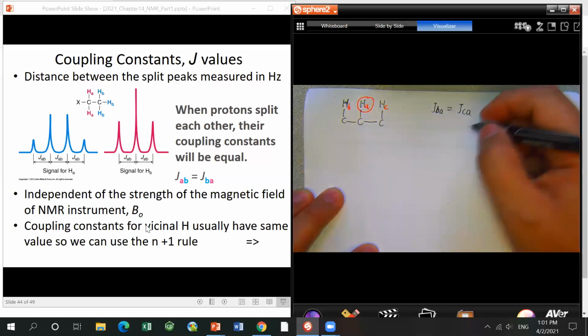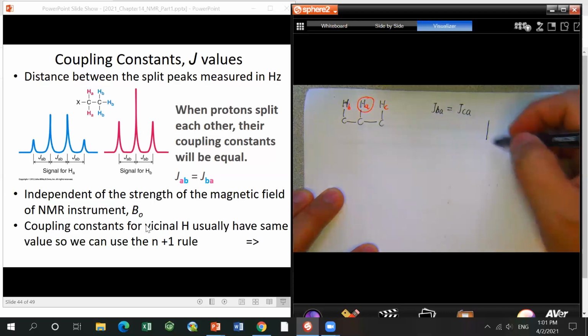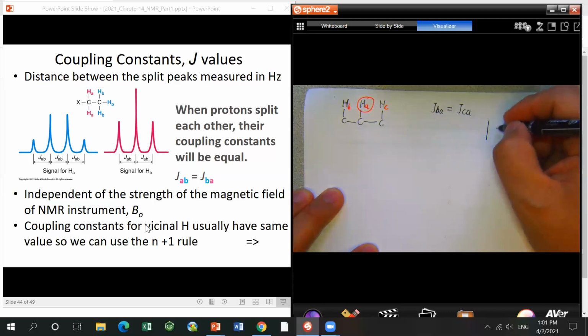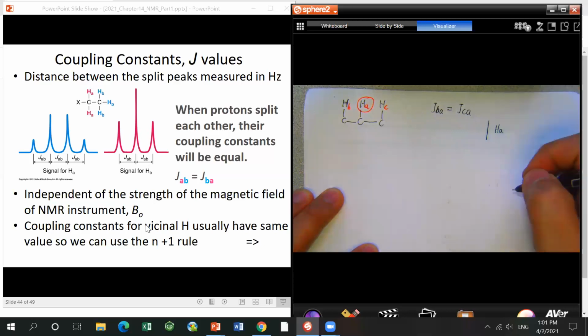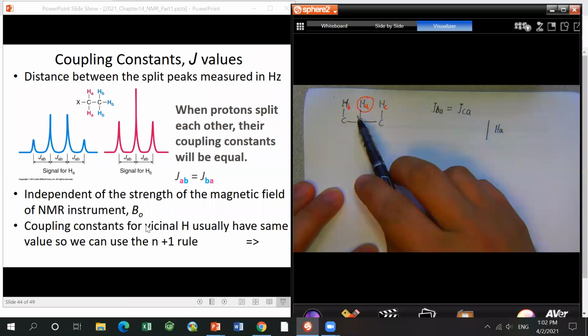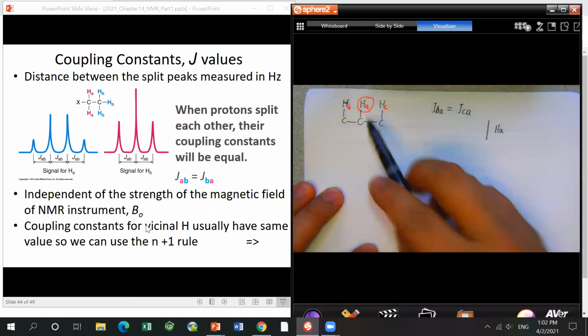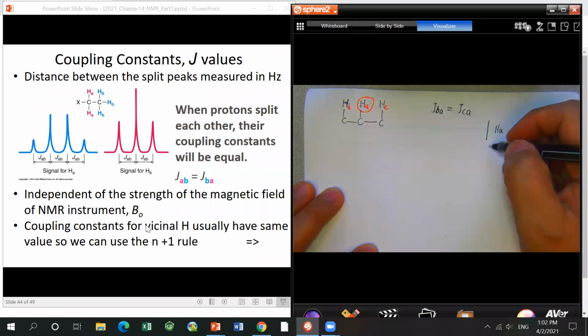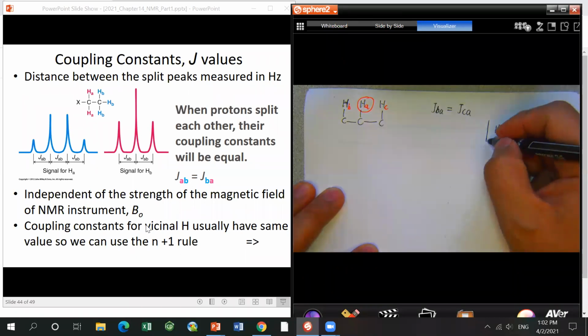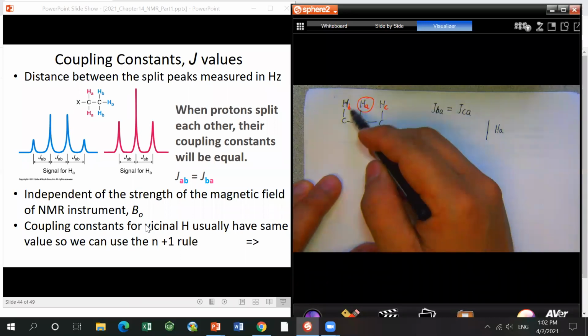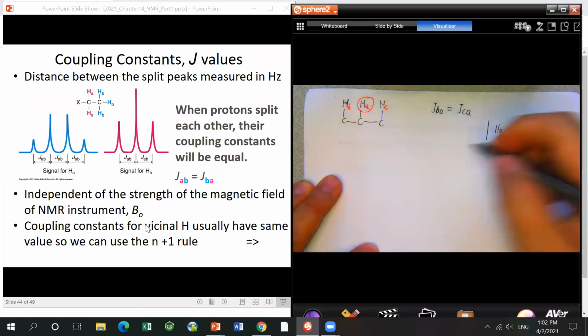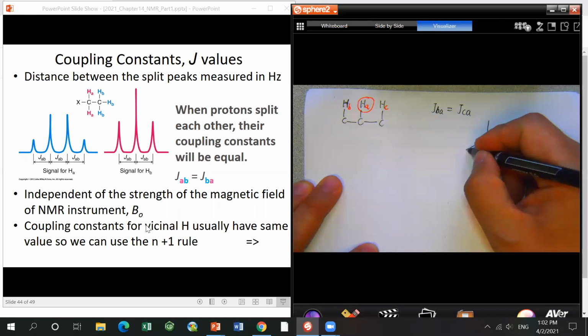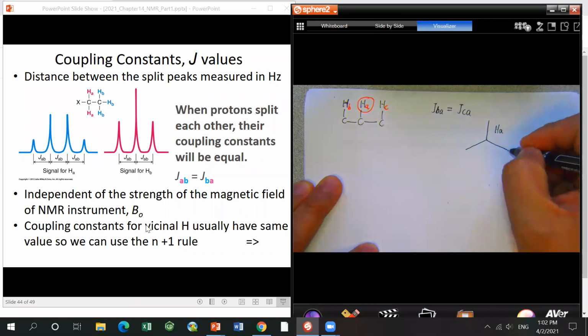So what happens? If no coupling happened, HA should only show one signal, just a singlet. But it has two neighboring hydrogens in a three-bond way, so they will couple. We do HB first. Because HB is only one proton, we apply the n+1 rule, and HA splits into two signals.